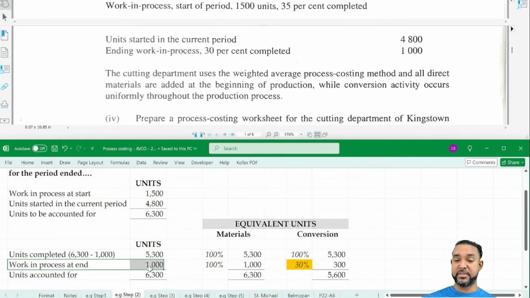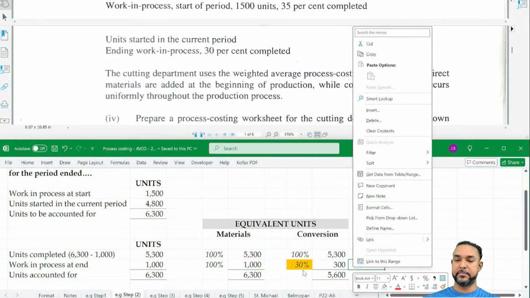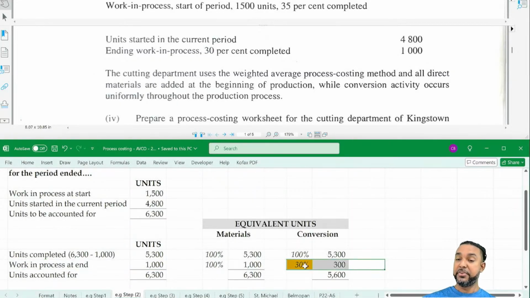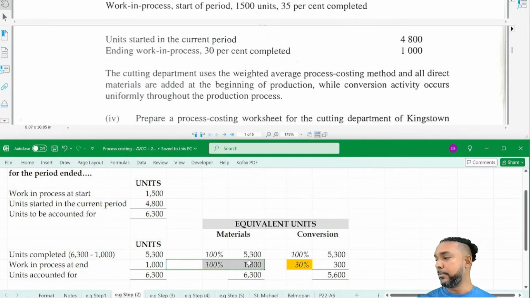Now, for the working process at end, it says 30% completed. Again, it says all materials are added at the start of the process. So all means 100%. Even though the working process at end is incomplete, it's only considered incomplete with respect to conversion. So the 30% only applies to the conversion. The materials are all added at the start of the process, which means 100% complete with respect to materials.